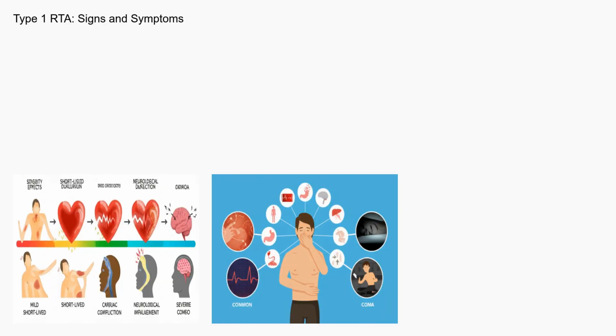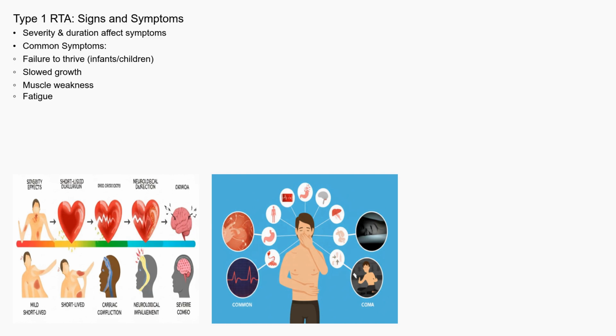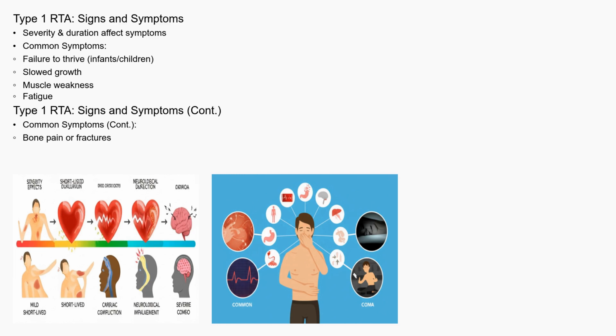The signs and symptoms of type 1 RTA can vary depending on the severity and duration of the condition. Common symptoms include failure to thrive in infants and children, slowed growth, muscle weakness, fatigue, bone pain or fractures, kidney stones, and nephrocalcinosis, which is calcium deposits in the kidneys. In severe cases, it can lead to cardiac arrhythmias or even coma.